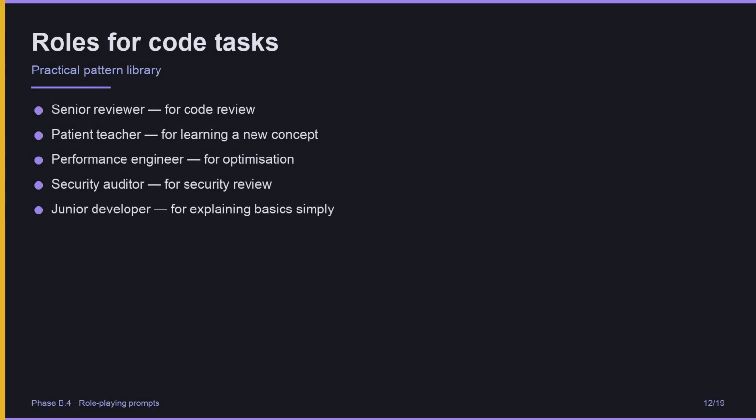A practical library of roles for code tasks. Senior reviewer, for code review, gets you blunt, technical feedback. Patient teacher, for learning a new concept, gets you step-by-step explanations. Performance engineer, for optimization, focuses on speed and resource use. Security auditor, for security review, focuses on vulnerabilities. Junior developer, for explaining basics simply, useful when you're new to a topic yourself.